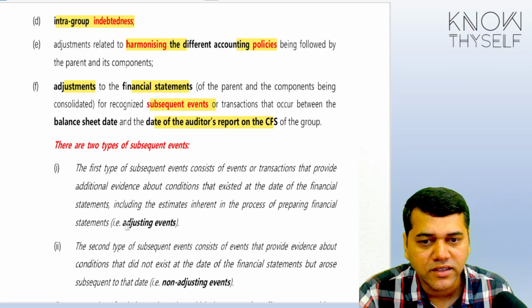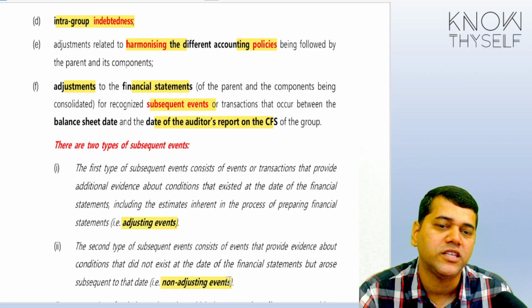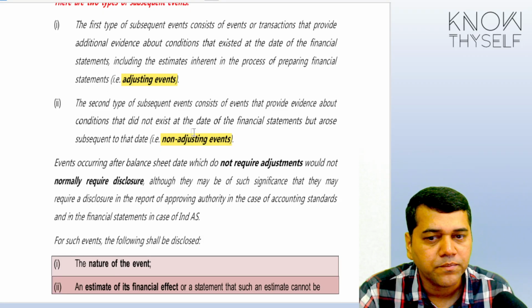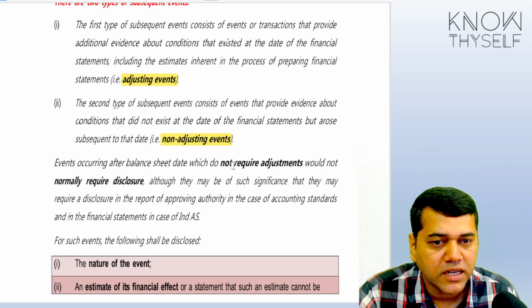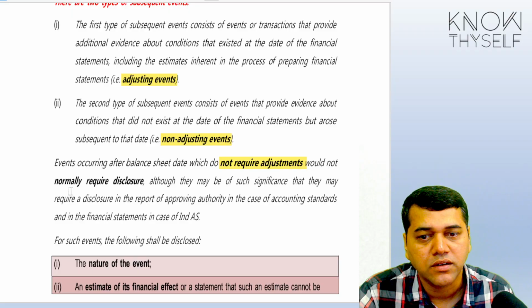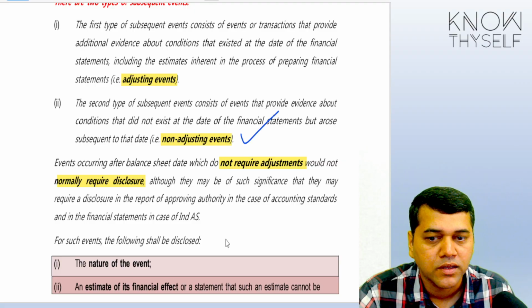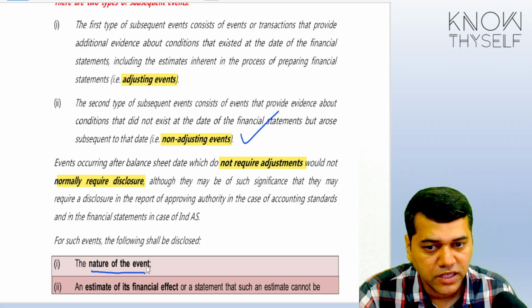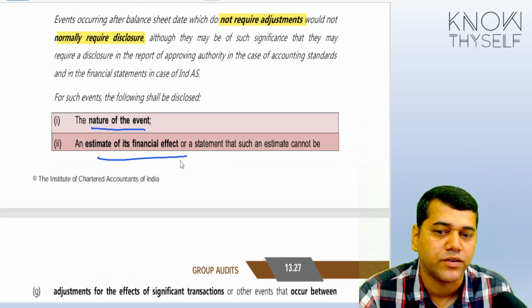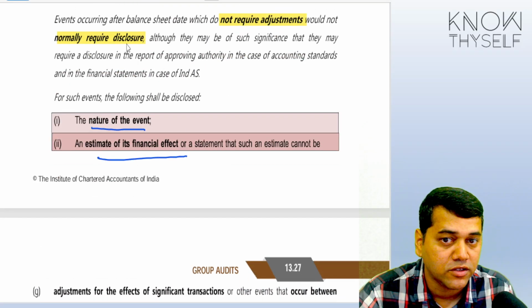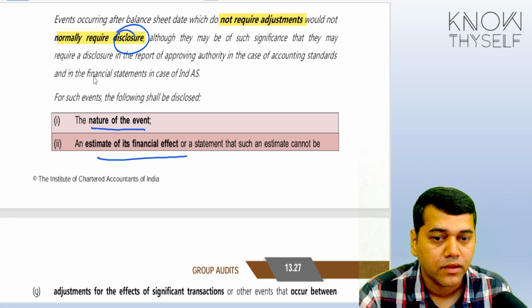You can ignore it because you know it. This standard says that there is an adjusting event and a non-adjusting event. Events occurring after the balance sheet which did not require adjustment normally require disclosure. These are all non-adjusting events if they are material. So what should you disclose? The nature of the event and an estimate of the financial effect. If it is a non-adjusting event, this is the disclosure which you need to make.